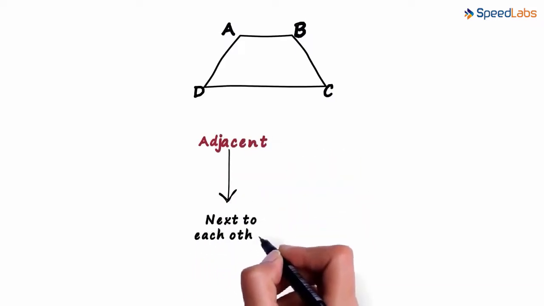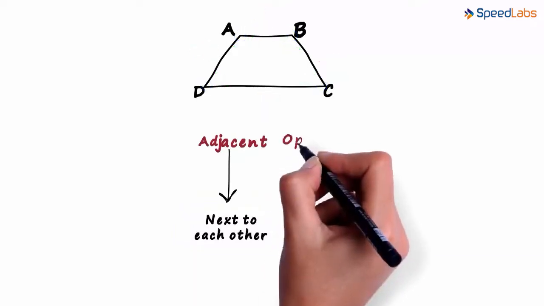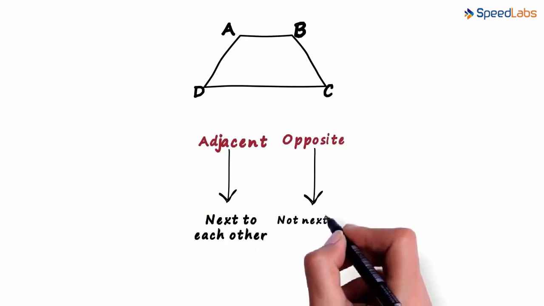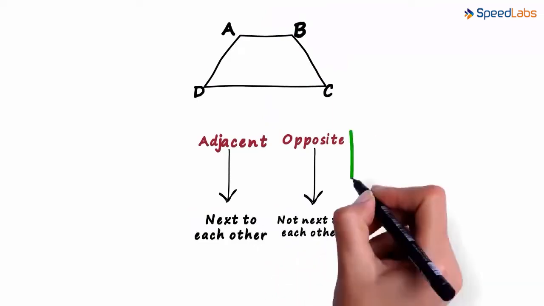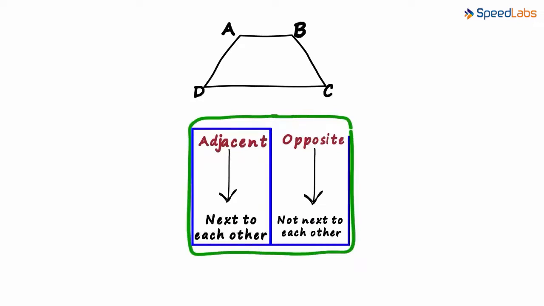In a quadrilateral, they can be angles, sides or vertices. If they are adjacent, they are next to each other. Then what does opposite mean? It's simple. It means not next to each other. Just remember these two things and you will never be confused about what adjacent and opposite mean in a quadrilateral.